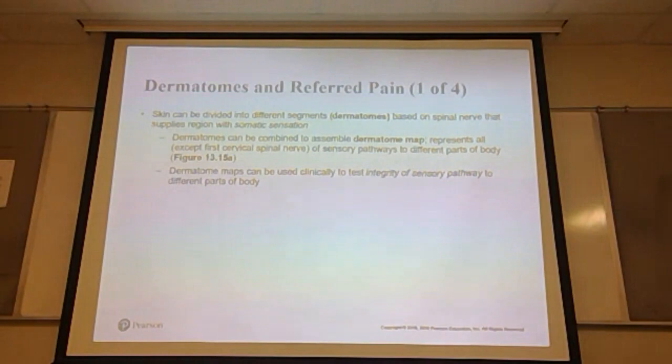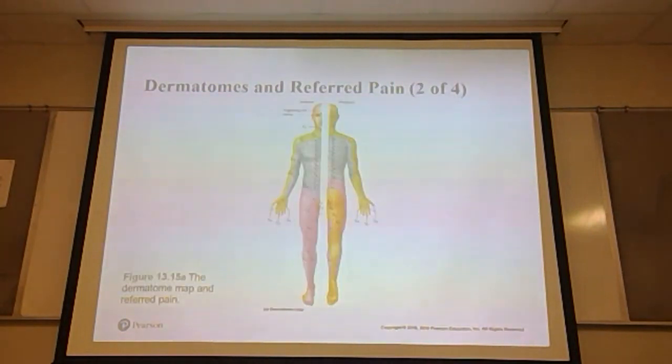Dermatome maps can be used clinically to test the integrity of sensory pathways to different parts of the body. Here's an example of a dermatome map. If somebody doesn't have any sensation in this area of the body for some reason, then they have a problem with their L2 spinal nerve. If something's going on in this part of the head, numbness or something, then there is an issue with the C2 nerve.